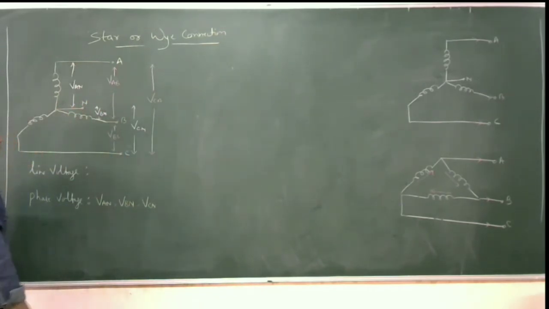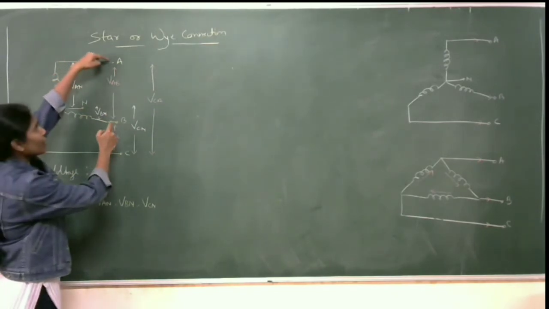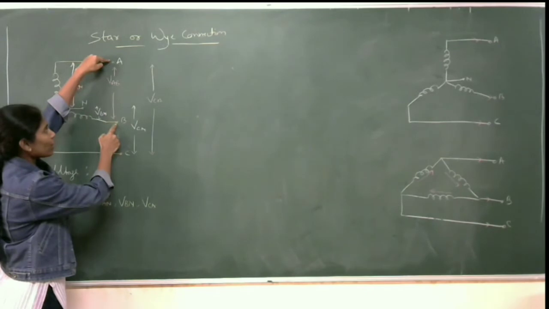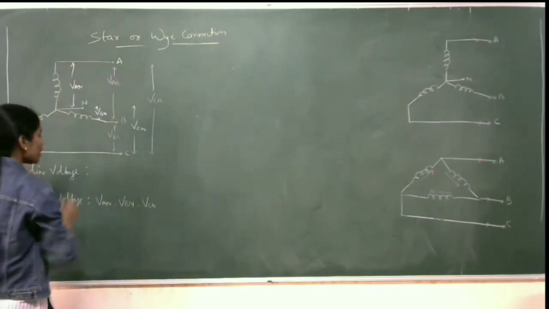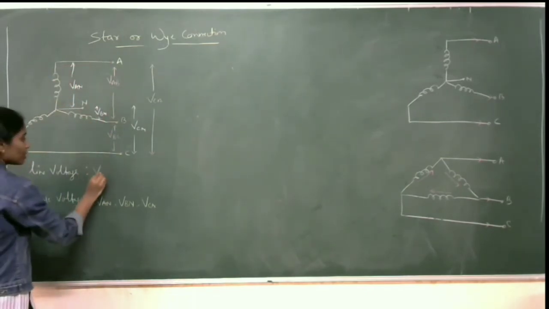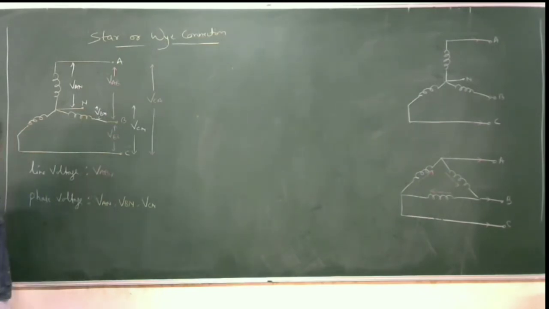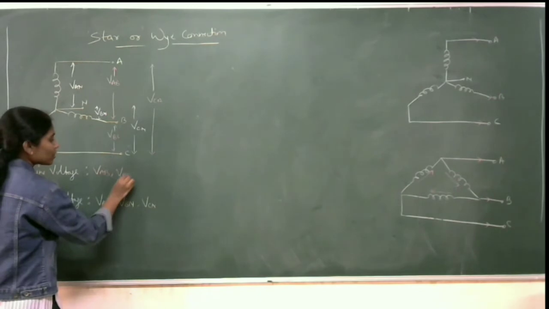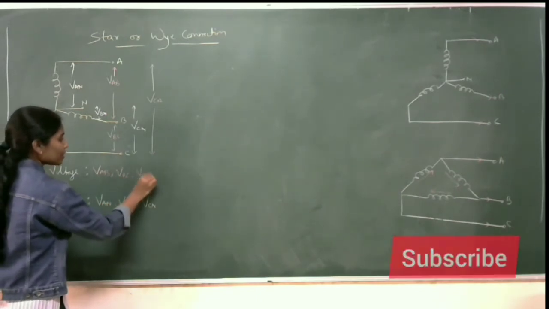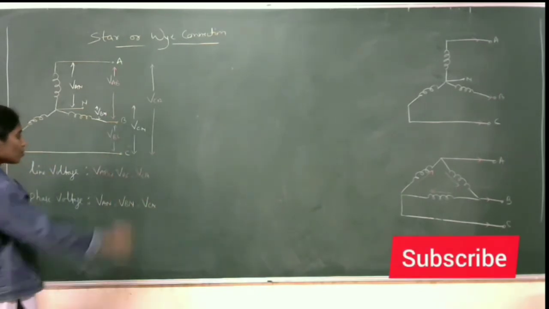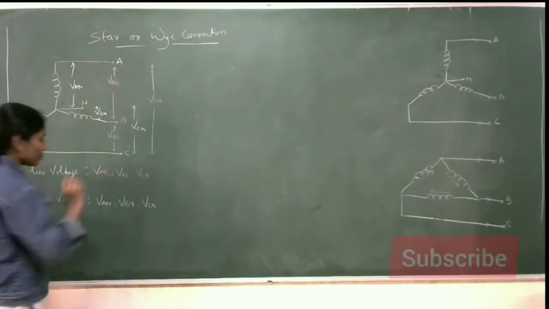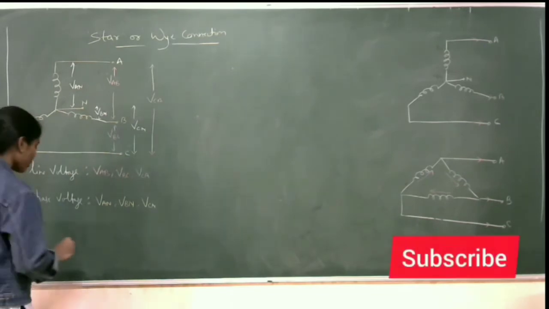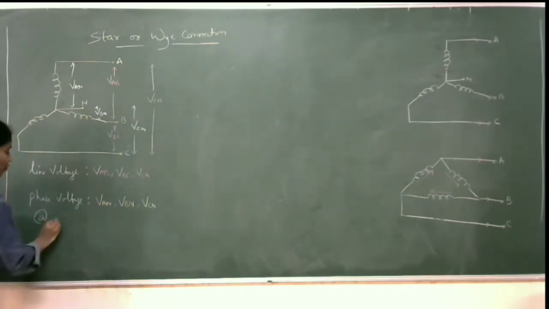Now what are my line values? The line value between point A and point B is named VAB. This is my first line voltage. Then next is VBC, and the last one is VCA. So these are my line voltages and phase voltages. Now if I am working in the balanced condition, what should be the condition here?